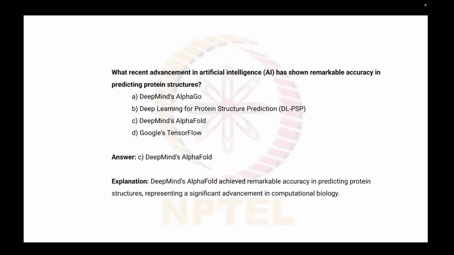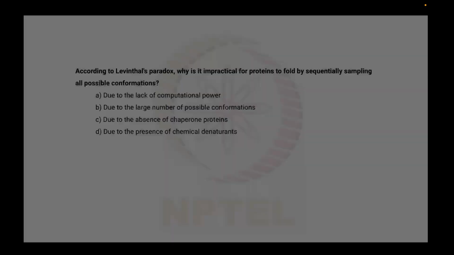So DeepMind's AlphaFold achieved a remarkable accuracy in predicting protein structures, representing a significant advancement in computational biology.